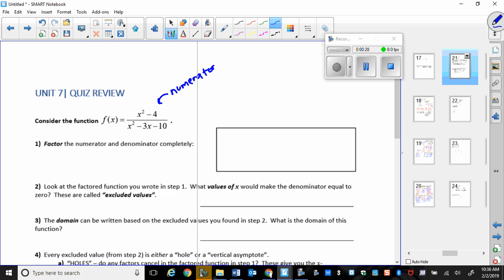So I would take the square root of x squared, and get x. Square root of x squared equals x. And then I take the square root of 4, and it's 2, it's plus or minus 2. So my numerator factors to x plus 2 times the quantity of x minus 2.